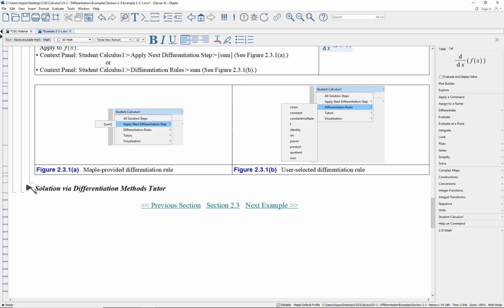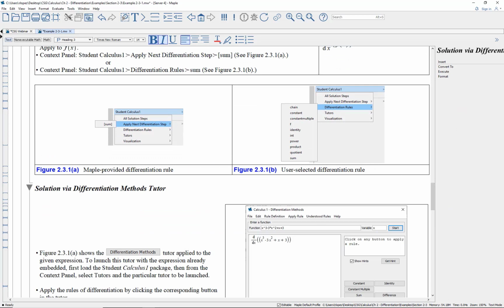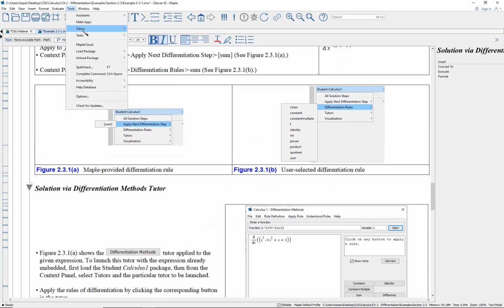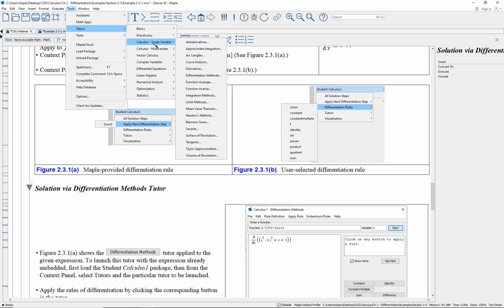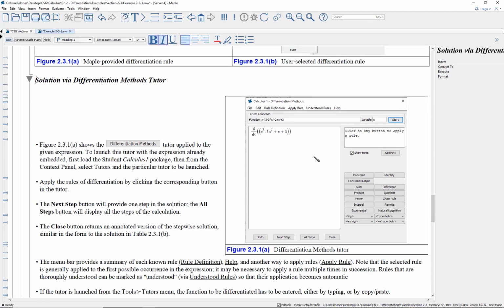Differentiation methods tutor. Where are the tutors? Well, they're up here. Tools, tutors, calculus of a single variable, differentiation methods. Well, that tutor is illustrated here. You're taking this derivative, you have the rules, you pick the rule. If you pick a rule that doesn't make sense, maybe we'll tell you, no, don't do that. You should be thinking about going in this direction, you can get the next step, or you can get all of the steps. So the differentiation tutor is another way of implementing step-by-step computation.